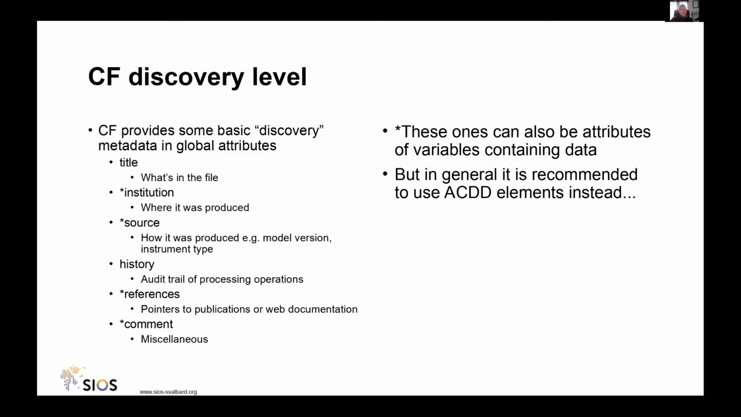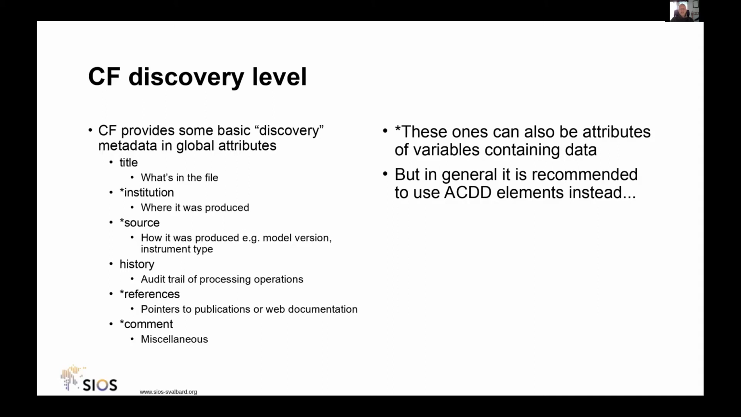So I did say initially that ACDD is the discovery level and CF is the use level of metadata in this context. However, CF do provide some basic discovery metadata in global attributes. The challenge we do have here is that some of these are overlapping with the ACDD elements. And in general, I would say that we are following, or try to follow, the ACDD elements because those are more comprehensive and those are readily transferable into the ISO 19115 and GCMD DIF and other discovery metadata standards.